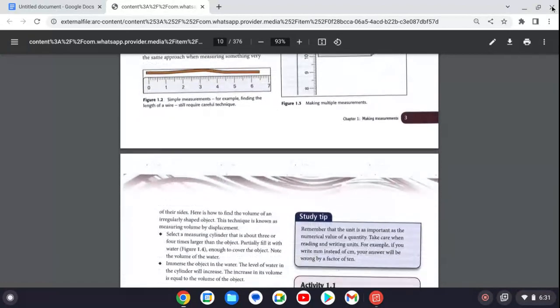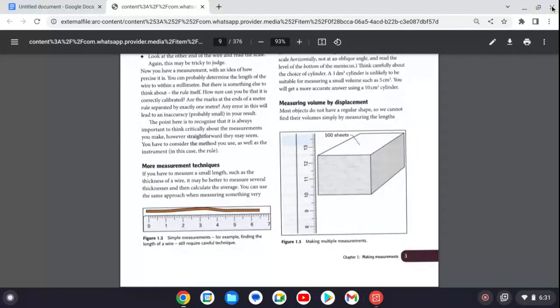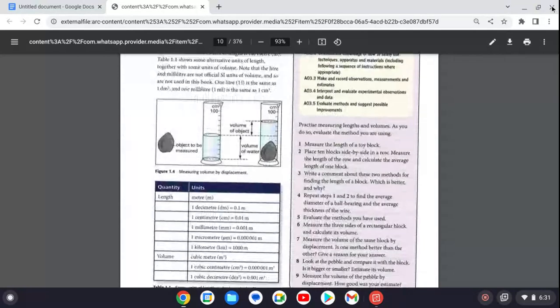How you can measure a volume by displacement. Select a measuring cylinder that is about 3 or 4 times. This is basically the example of, for example, if you have a container that is filled with water. The water has its volume, okay, and the object which is irregular, you have to measure the volume of the irregular object. You just have to insert the object inside the water container. The water will rise up, and the water rise will give you the volume of the irregular object.